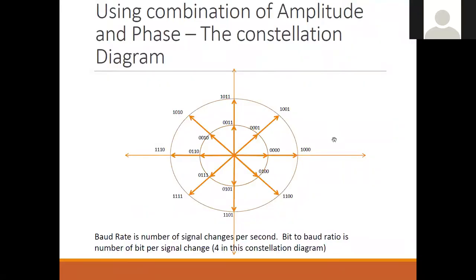So this is a constellation diagram in a modern system, the QPSK. It has 16 stars. Each point over here is called a star. Star, star, star. So 16 stars on this constellation diagram, so it can send 4 bits in one signal change.